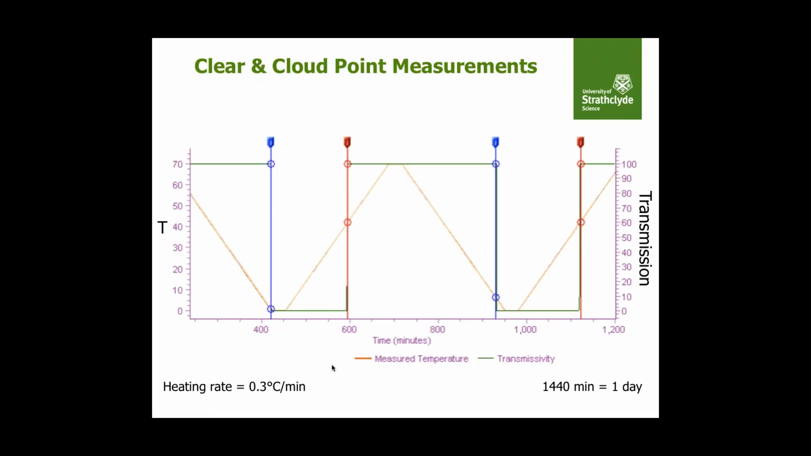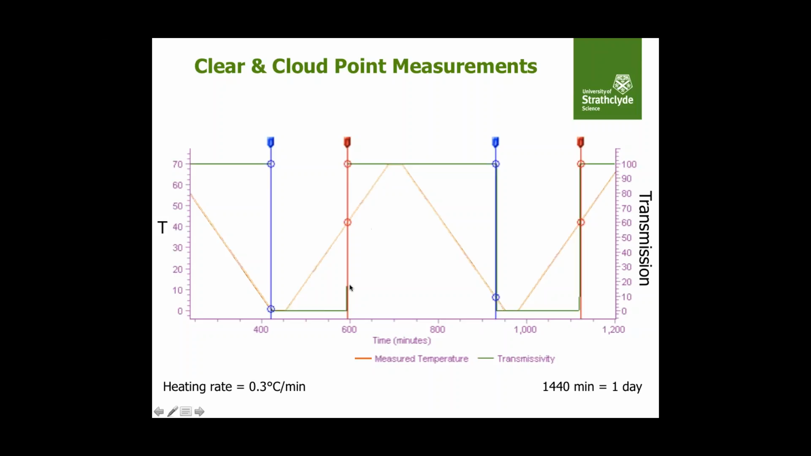So here's a typical output from such a measurement. It's temperature against time, and that's the yellow line. You would cool down a clear solution, and at some point your transmission of light, at the right vertical axis, the green line, goes down, so that you have a suspension. Then you can start heating up your sample to higher temperatures, and at some point you would see your transmission become 100%, and that is then your clear point. And you can repeat this measurement again.